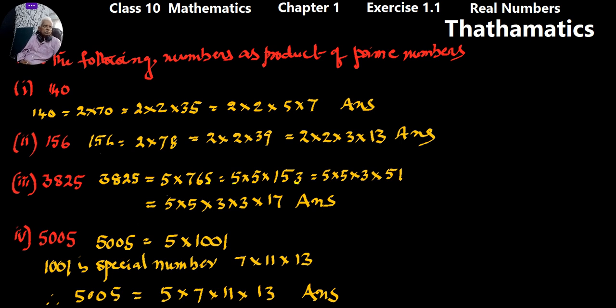Write the following numbers as a product of prime numbers. 140. Start with 2 always. 2 times 70. 70 is 2 times 35, and 35 is 5 times 7. So finally we have 2 times 2 times 5 times 7. This is the prime factorization.